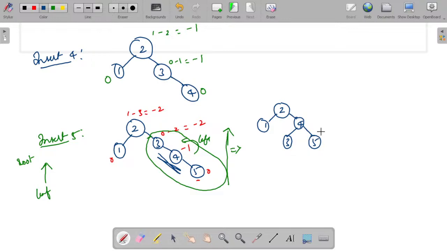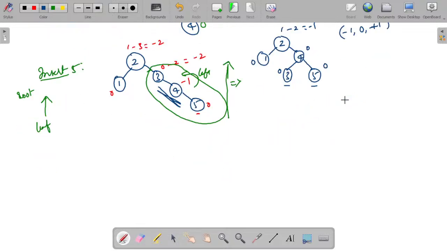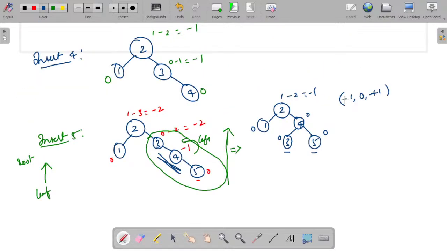Now we should calculate the balance factors. 0 for leaf nodes, and for this node it is going to be 0 because on the left side it is 1 and on the right side it is 1. And for 2 it is 1 minus the deepest child nodes, which are 3 and 5. The number of edges between them is 2, so it is 1 minus 2, which is minus 1. So now the balance factors are within the range of minus 1, 0 and plus 1, so we don't have to worry about balancing it anymore, right? Hope you understood how this balancing actually happened, right? Now we can insert the next node.